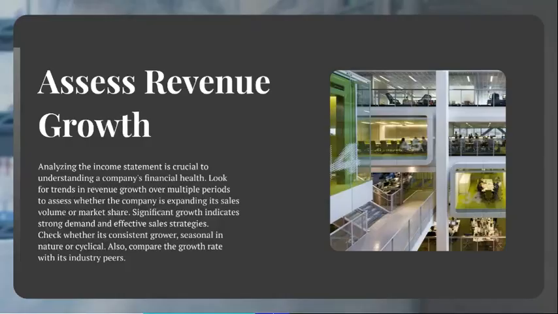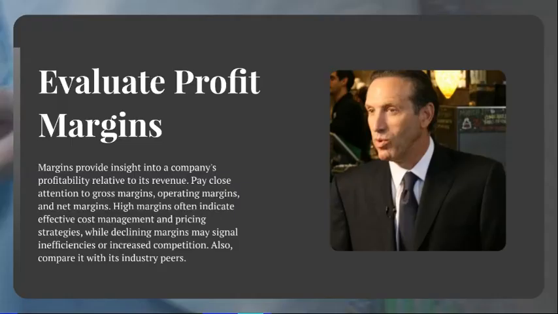Look for consistent growth, whether the company is steadily expanding, whether it is seasonal or cyclical. Then compare its growth rate with the industry peers. Strong growth usually signals high demand and effective sales strategies. Margins reveal a company's profitability relative to revenue. Focus on gross margins, operating margins, and net margins. High margins often indicate strong cost management and pricing, while declining margins may signal inefficiencies or rising competition.